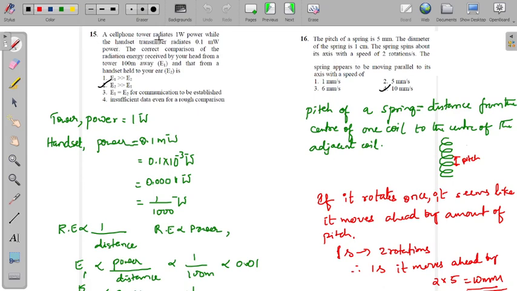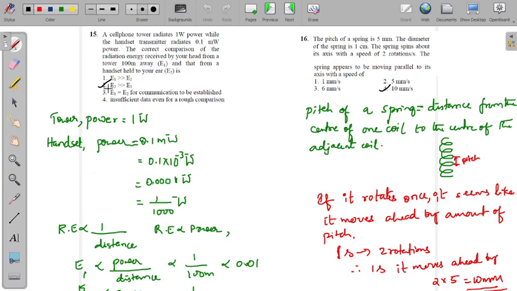15th question: a cell phone tower radiates 1 watt power while the handset transmitter radiates 0.1 milliwatt power. The correct comparison of the radiation energy received by your head from a tower 100 meters away, that is E1, and that from a handset held to your ear, E2, is.